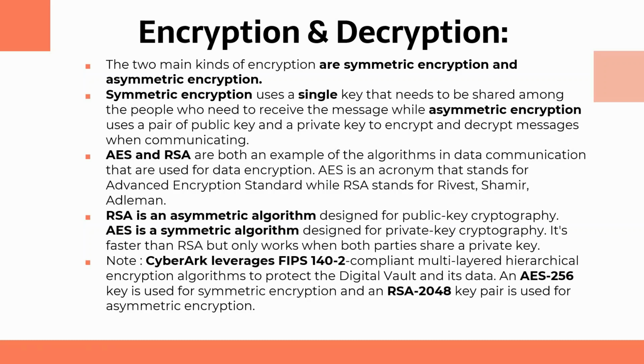And there are two types of encryption we have. First is the symmetric and another is the asymmetric encryption. In symmetric encryption, a single key is used to encrypt and decrypt the data. But in asymmetric encryption, two keys are used to encrypt and decrypt the data.